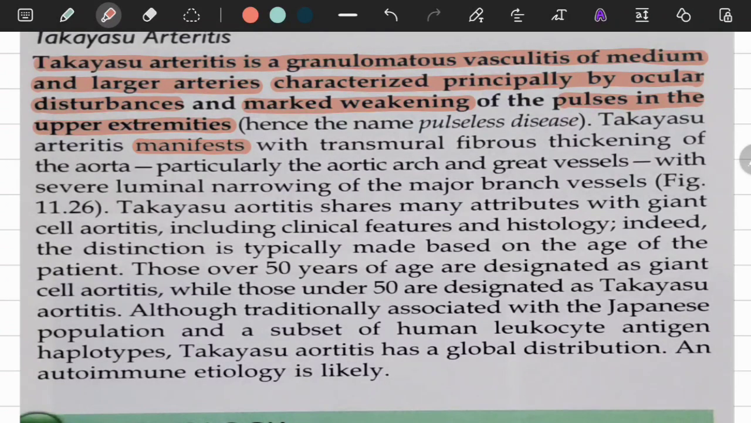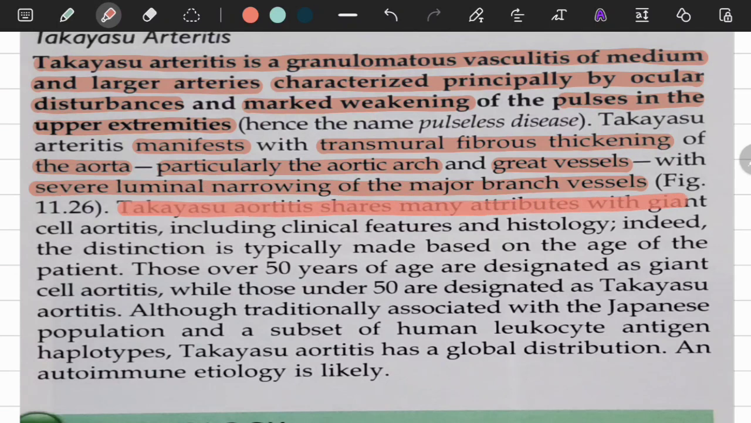Takayasu arteritis manifests with transmural fibrous thickening of the aorta, particularly the aortic arch and the great vessels, with severe luminal narrowing of the major branch vessels. Takayasu arteritis shares many attributes with the giant cell arteritis, including clinical features and histology. Indeed, the distinction is typically made based on the age of the patient, and with the biopsy reports and the histological reports and also the clinical features are almost the same as of the giant cell arteritis.